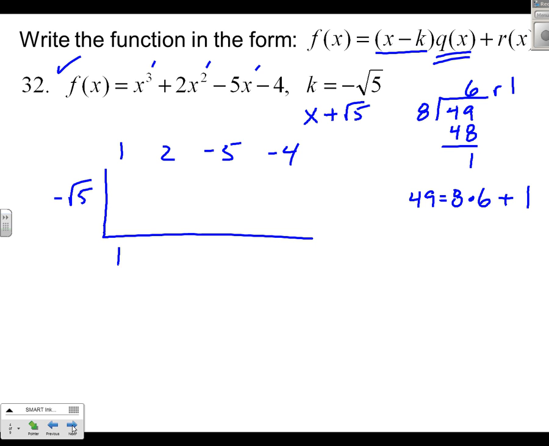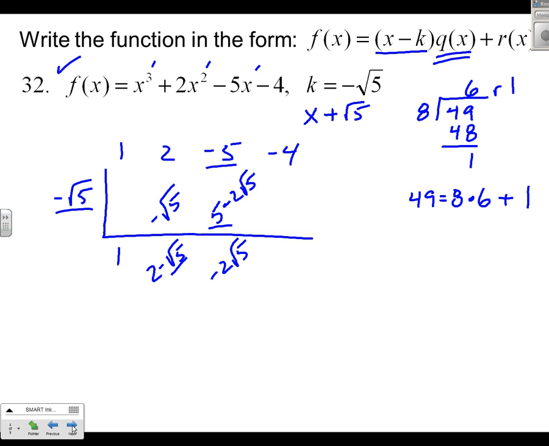So I bring down the 1, multiply by negative root 5. I add those together, 2 and negative root 5. I multiply those by negative root 5. So negative root 5 times the minus root 5 gives me a positive 5. And negative root 5 times 2 is minus 2 root 5. When I add those together, I get a nice canceling here, and I end up with just minus 2 root 5.